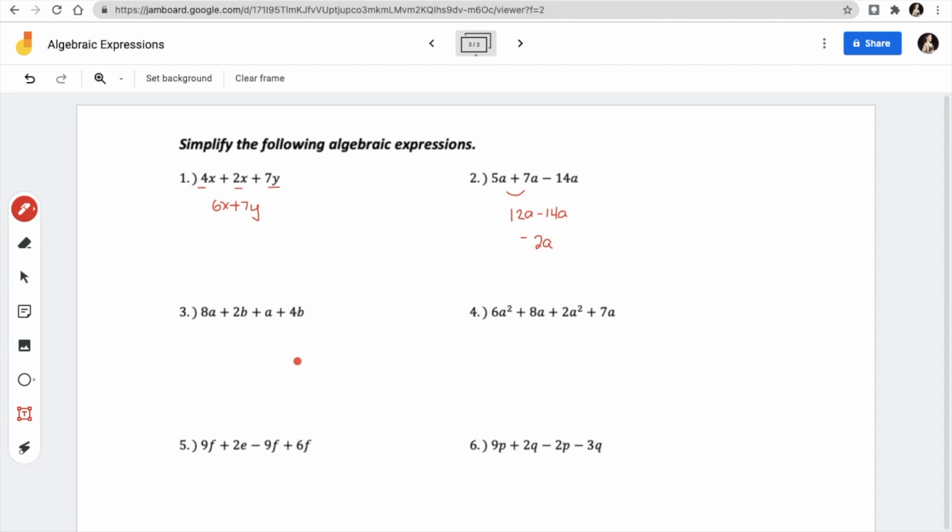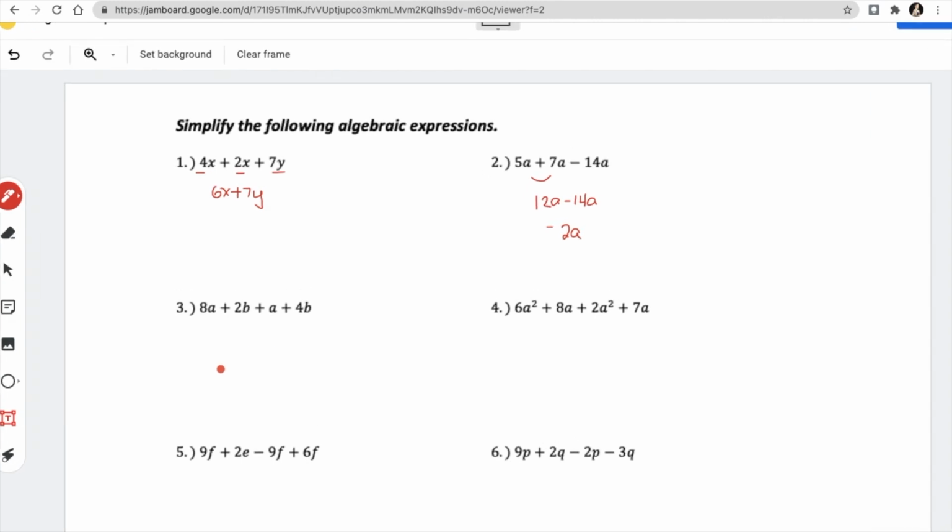For the third item, you have 8a plus 2b plus a plus 4b. There are 4 terms in this item. You have 8a and a, and I can add them. It will give me 9a. Then 2b plus 4b will give me 6b.